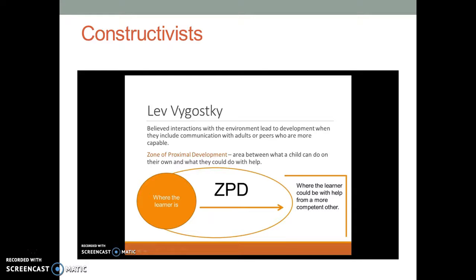So Lev Vygotsky brought to us this idea of the zone of proximal development, ZPD. And the idea is that this is where the child currently is on something specific. And with help from a peer or a more capable adult, they can get to this next spot. And there are strategies that are used to build that learning that will then become the new spot where the child is, and it will continue on from there.